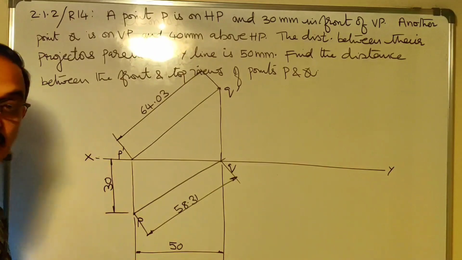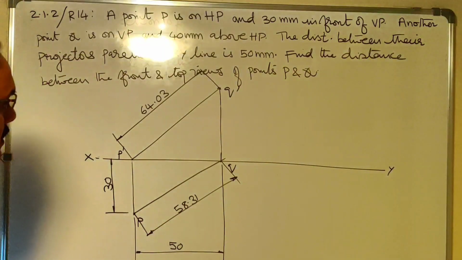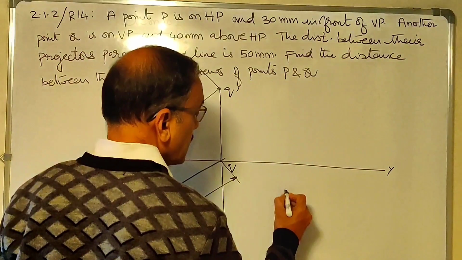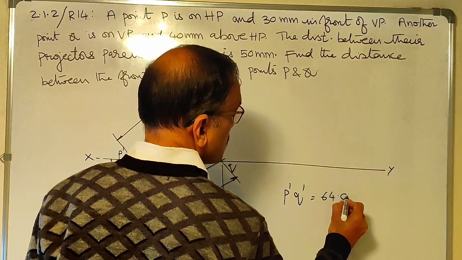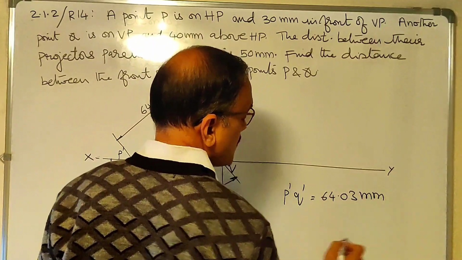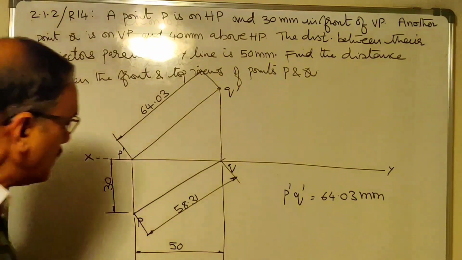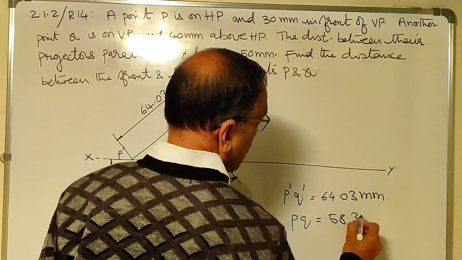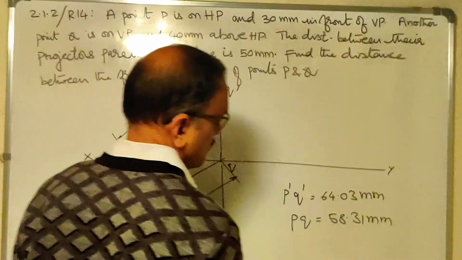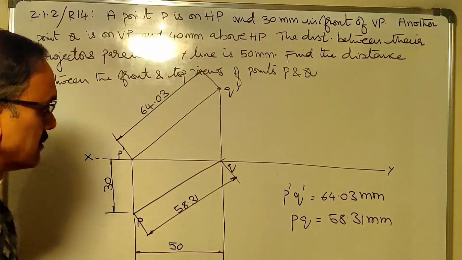You don't have to write mm there. The dimensions are always in mm. Okay. So just write 58.31 and leave it. Because you are asked to measure the distances, maybe you can also state here P dash Q dash is equal to 64.03 mm. When you write the statement, you should write the dimension, but not when you use the dimension line here. Similarly, PQ is equal to 58.31 millimeters. You are asked to measure them, so you are also giving the statements.